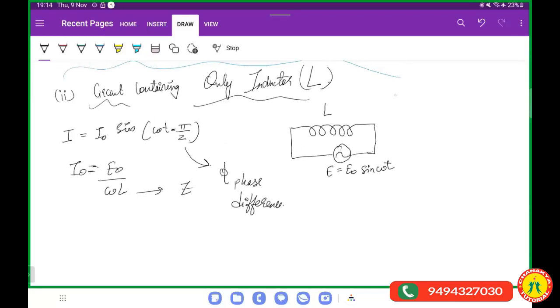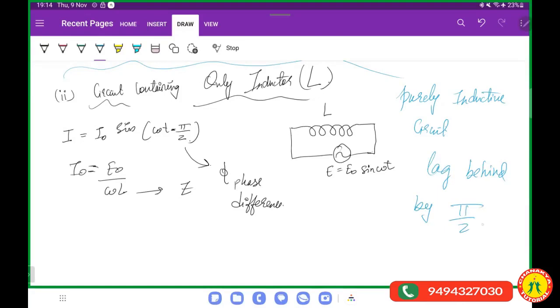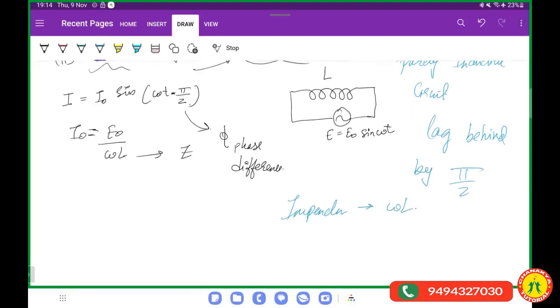So we can say that in a purely inductive circuit, the current lags behind by pi by 2 and the impedance is omega L. L is your inductor, omega times L. So this is called XL, inductive reactance.